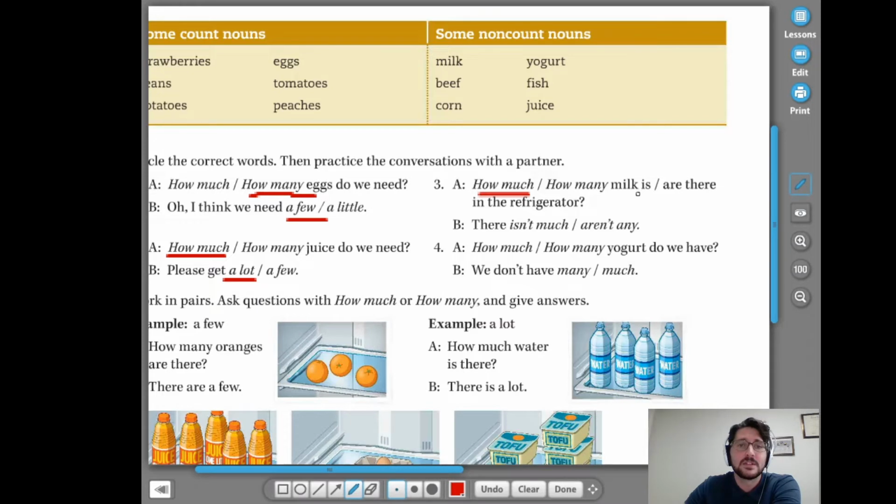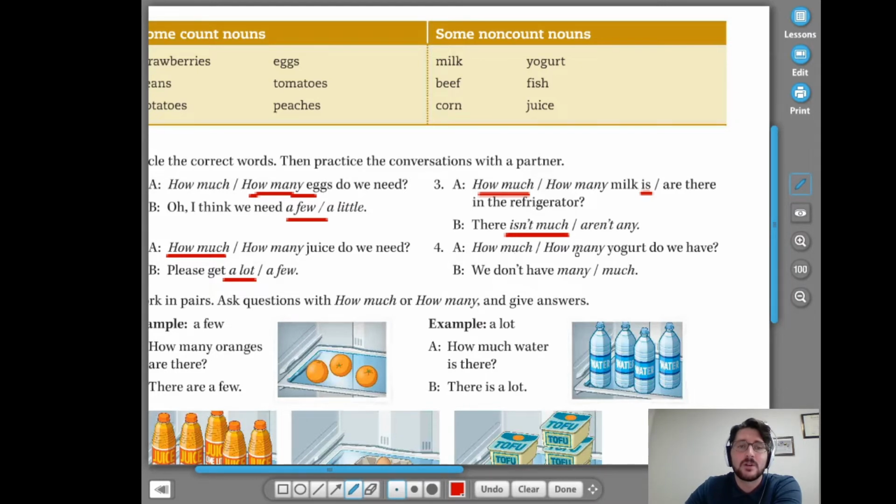How much milk is there, right? For non-count nouns, we do 비동사 is. How much milk is there in the refrigerator? And letter B, 대답하면 there isn't much. There isn't much. Good. I will explain this a little bit later. There isn't much. Notice this is a negative statement. 조금 이따가 설명해 볼게요.